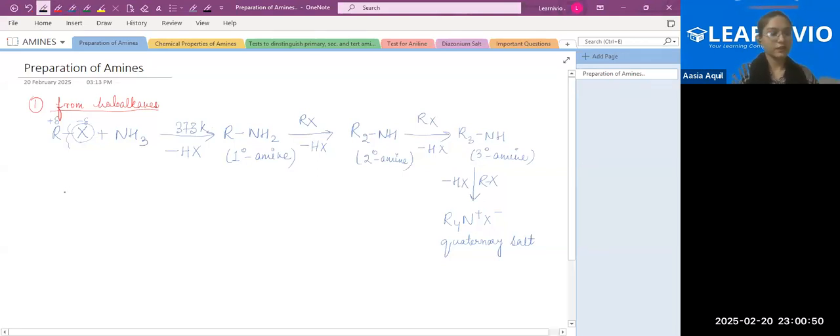Now see, here you will get a mixture of primary, secondary, and tertiary amines along with the quaternary salt, by the cleavage of the C-X bond by ammonia. And this process is known as ammonolysis.